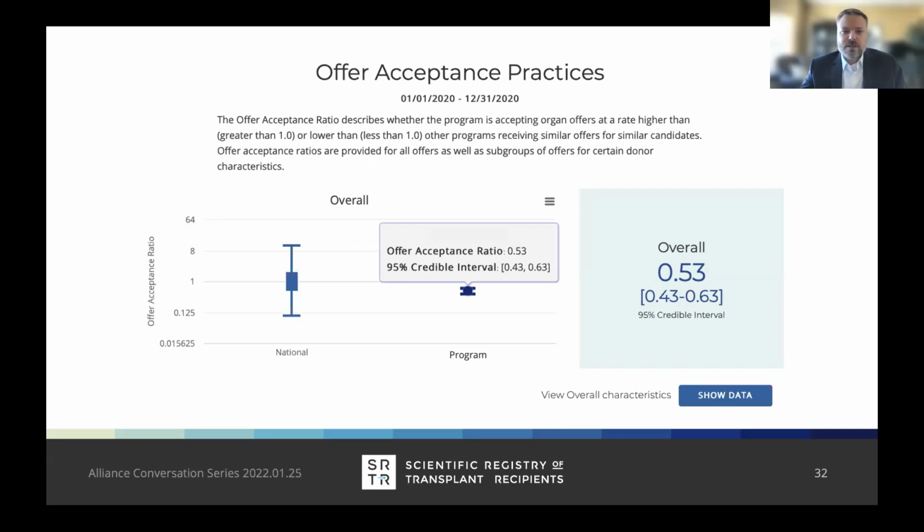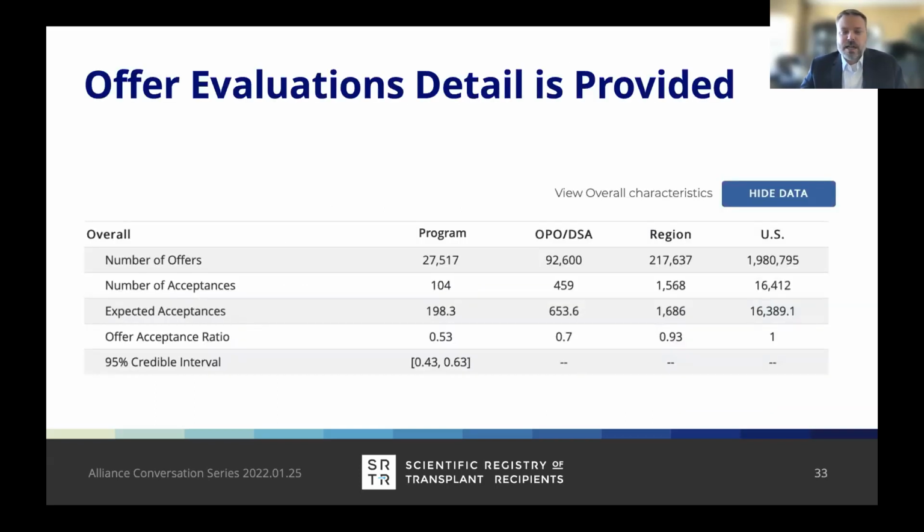The SRTR website does also provide breakdowns. And first, you can look at it overall. So we show you for your program, what were the total number of offers you received in this 1 year period? How many did you accept? In this case, 104 on that second row under the program column. But the model predicted for the types of offers you received to the types of candidates they went to, that if you would accept those at the rate that other programs accept them, you would have taken 198 of them rather than 104. That gives us the acceptance ratio of about half, and the credible interval is shown there.